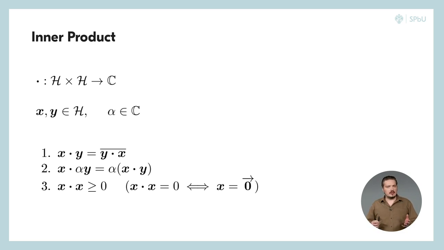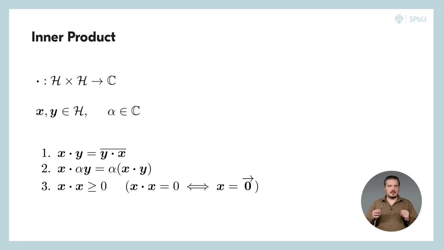To be properly defined, the inner product must also satisfy three conditions. First is called the conjugate symmetry, which means that order of the input vectors does matter for this operation. If we change this order, the result of the operation is conjugated. The second condition is linearity in the second argument, and the third is the positive definiteness, which means that for any non-zero vector x, the inner product of x by x is greater than 0.